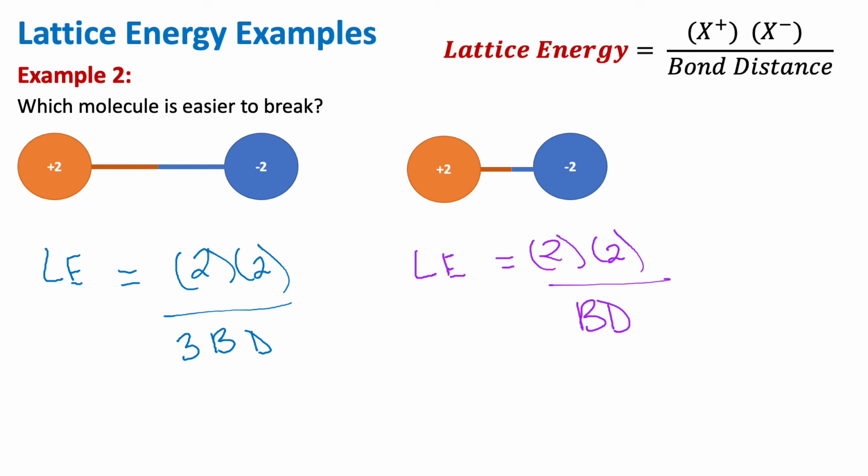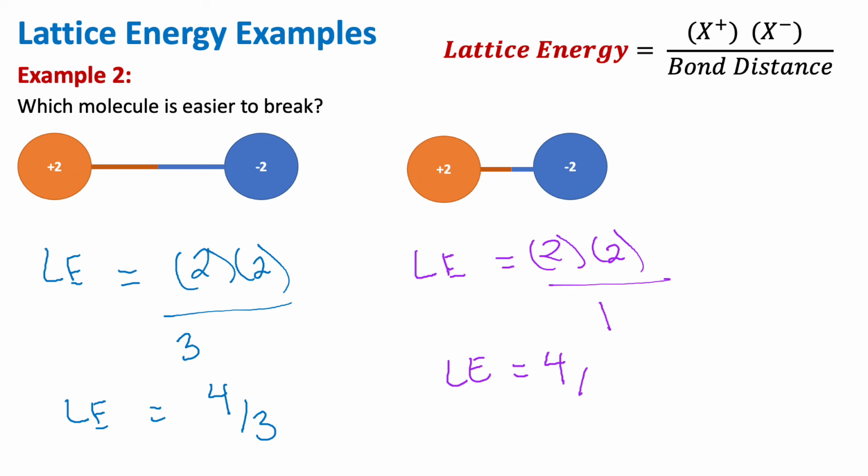So if we break it down, let's just get rid of the bond distance, and here we'll put a 1 because this one is going to be 3 times bigger. This is going to give us a lattice energy of 4 divided by 3, whereas the lattice energy here is going to be 4 over 1, which is simply 4. This value is obviously greater than the value over here, because 4 over 3 is going to give us 1 point something. So that means molecule A is going to be easier to break because it has that smaller lattice energy. In this question, it's important to remember that we were looking at the bond distance. Bond distance is in the denominator, so if you have a larger value in the denominator, you're going to get a smaller value overall. And that is essentially a quick overview of lattice energy. In another video, we'll go into more detail about more complex questions.